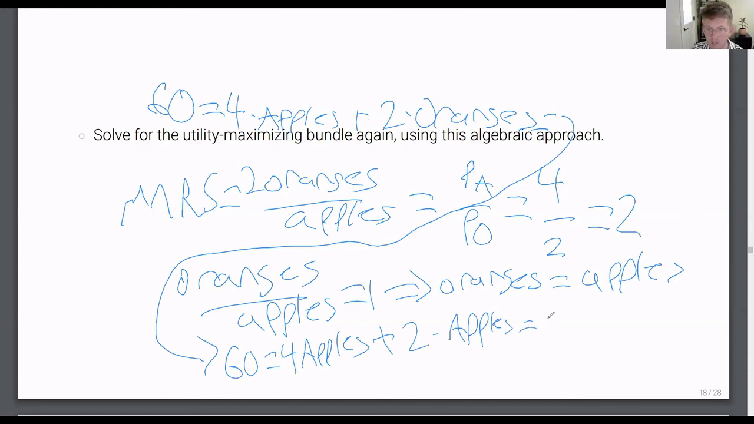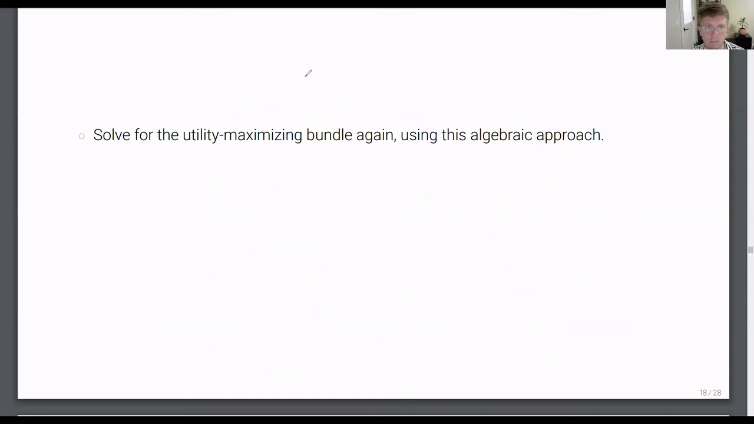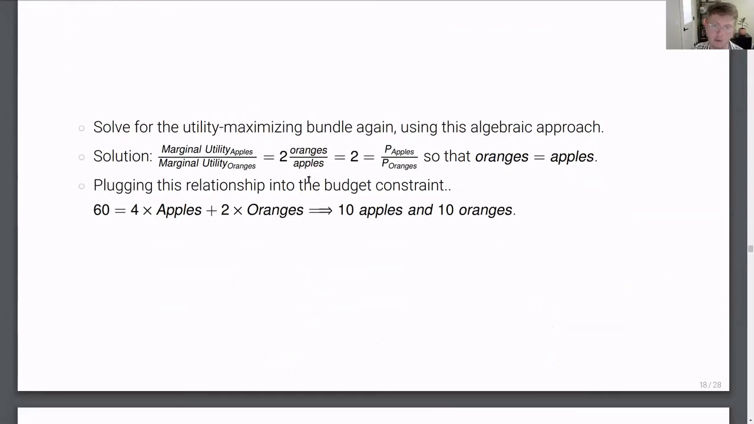What does that give me? That gives me 6 apples. If I divide both sides by 6, then I get that I need to consume 10 apples. And likewise, we know that oranges is equal to apples. So the optimal consumption bundle is such that oranges and apples are both equal to 10. The slides are just showing the exact same thing.